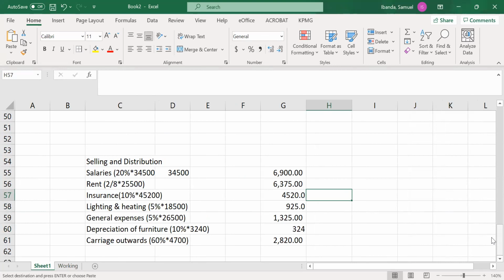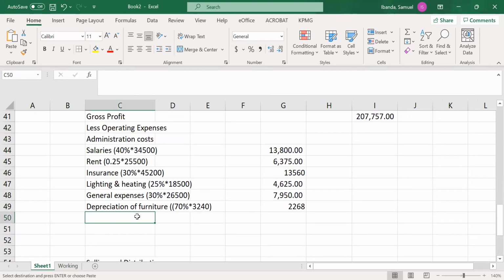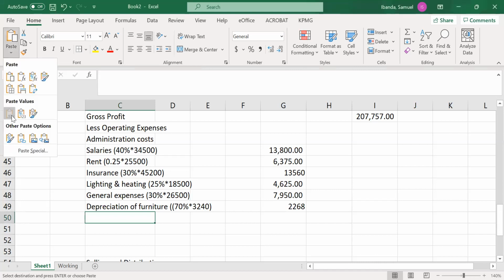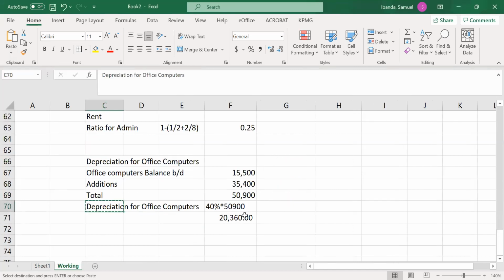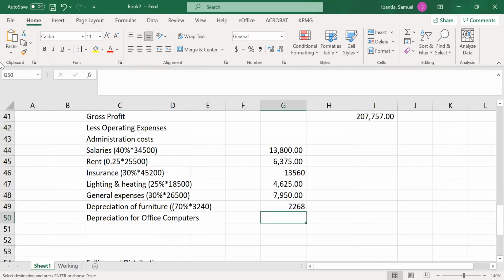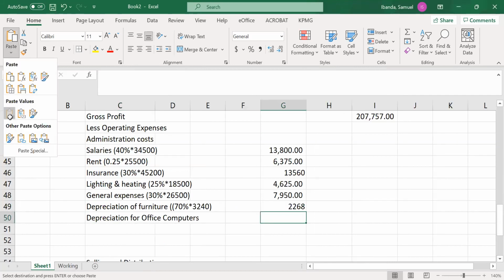Now, depreciation of office computers, I'll put it under administration costs. Why? They didn't give us a distribution, so the best fit for them is including them under administration. Okay, it's including them under our so-called administration expenses. So we have gotten 20,360 right there.